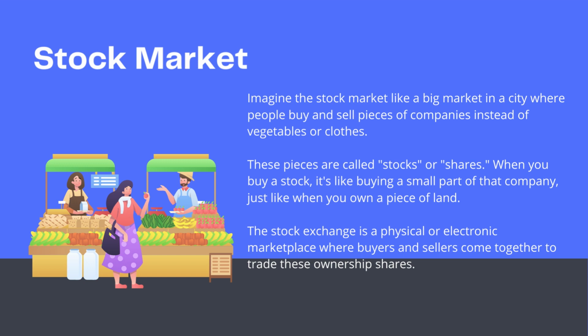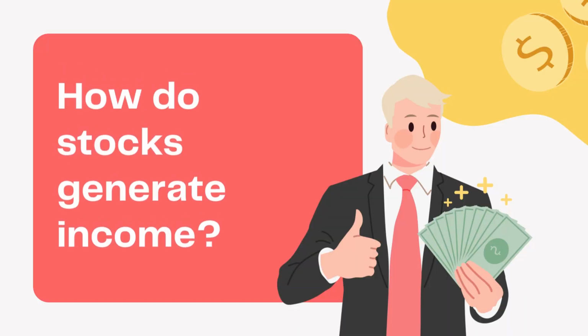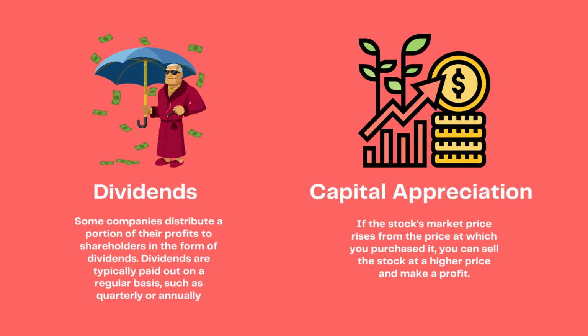So now you have a piece of a company. So what? How do you make money off of it? How do stocks generate income? Basically, it's done two ways. First is through dividends, and the other is through capital appreciation. Some companies distribute a portion of their profits to shareholders in the form of dividends. Dividends are typically paid out on a regular basis, such as quarterly or annually.